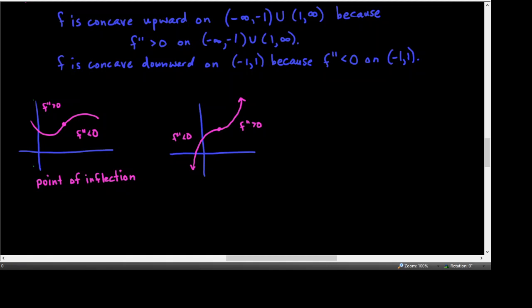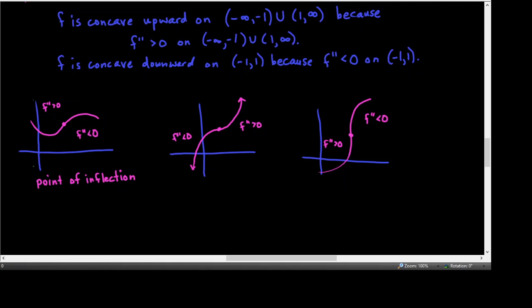And even this one, let's draw this carefully. If we had a graph that looks like this and like this, this one happens to be concave upward here and concave downward here, and that's a point of inflection. So all three of these are points of inflection.